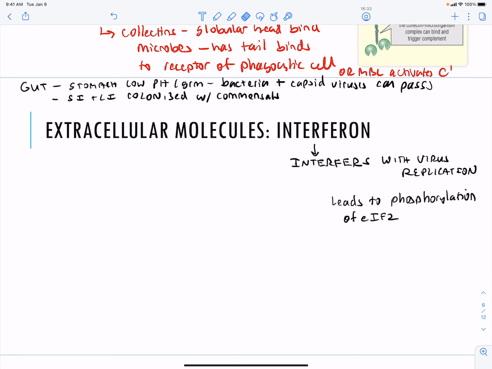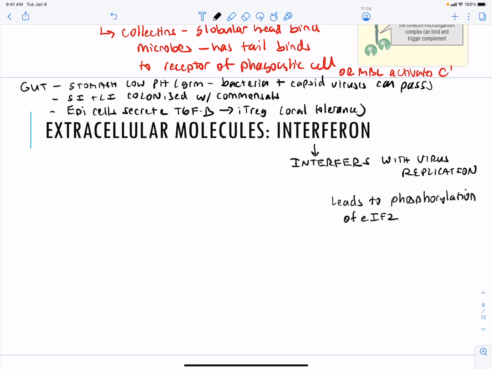Your gut epithelial cells will also secrete TGF beta, which of course is transforming growth factor beta, and this triggers the inducible Tregs. It triggers oral tolerance, which is important because you don't want to respond to food proteins, for example.